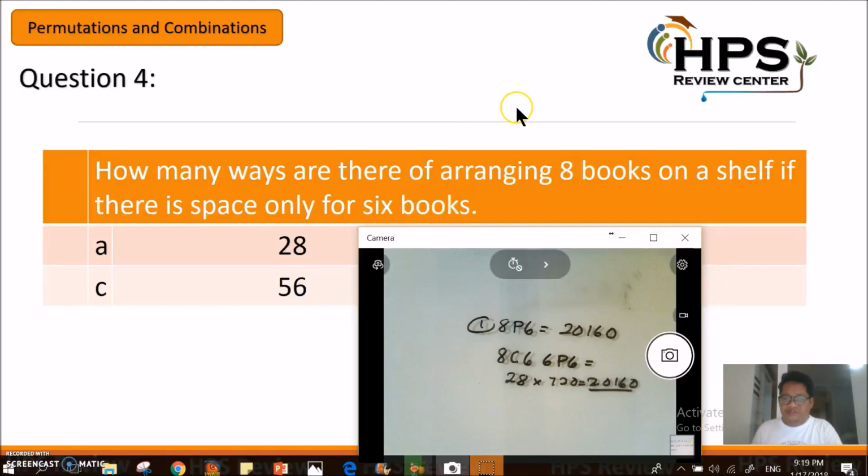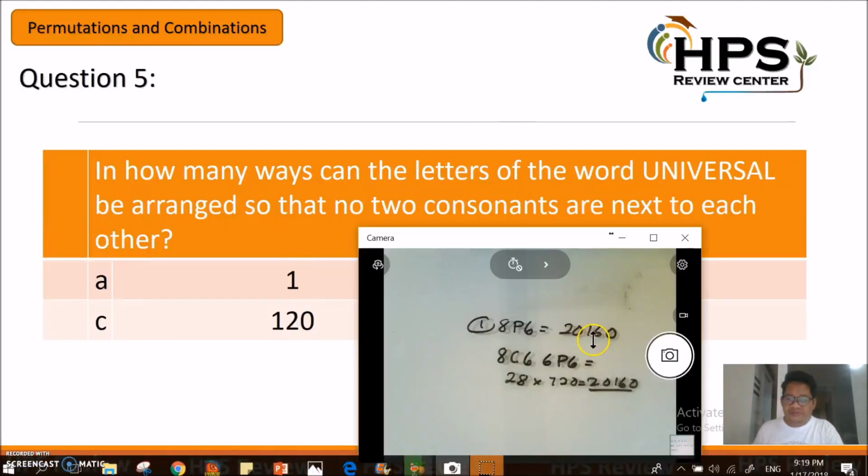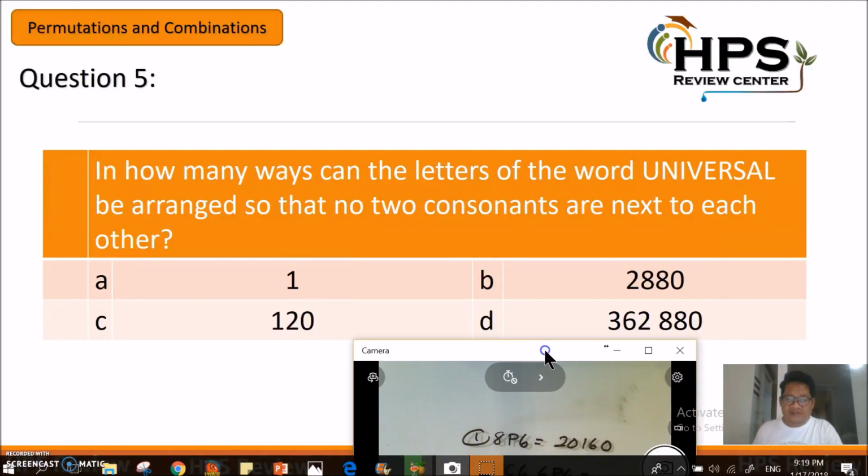Let's proceed to question number 5. In how many ways can the letters of the word universal be arranged so that no two consonants are next to each other? So as you can see, let me just write it down here. I have there the word universal. How many consonants do you have? Because we're talking of no two consonants next to each other. N, V, R, S, L. So there are 5 consonants.